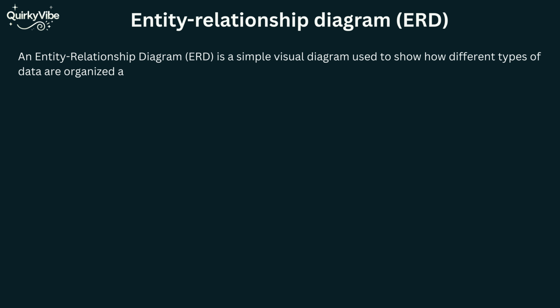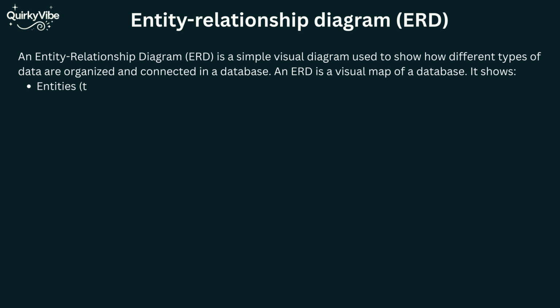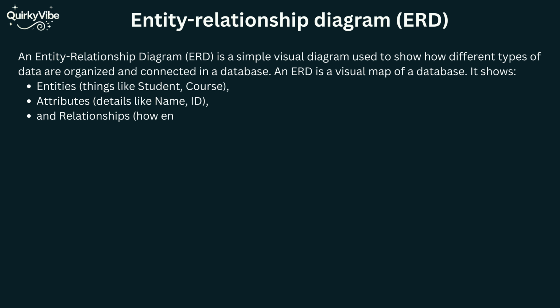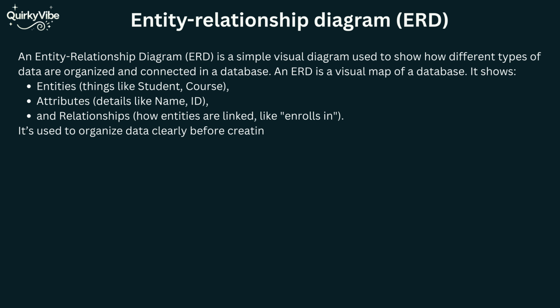You can think of it as a map of your database, like a blueprint before you build a house. It shows 3 main things: entities, these are things like student or course. Attributes, these are the details about the entities, like a student's name or ID. And relationships, which show how entities are connected. For example, a student enrolls in a course.